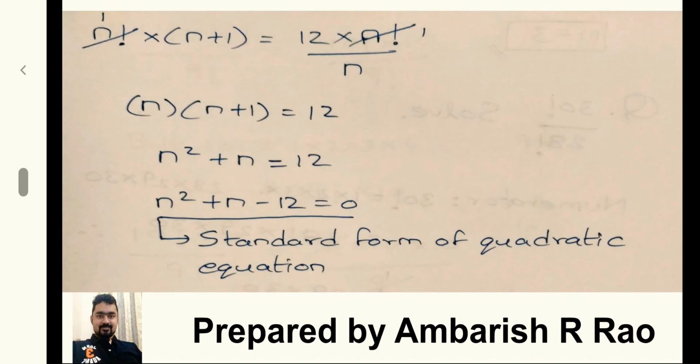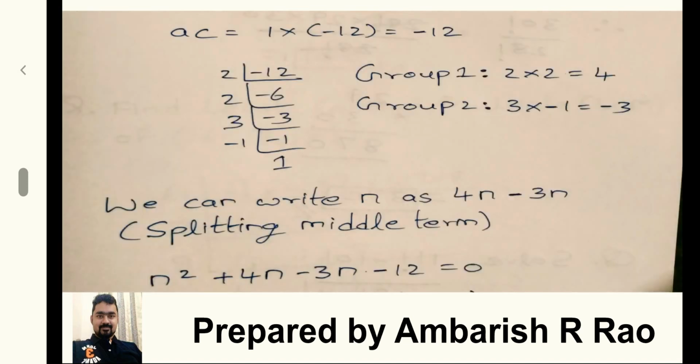So we can find the product of a and c, that is the coefficient of n square and the constant. That will be 1 into minus 12, that will be nothing but minus 12 again. Using this, we can split the middle term, and as you can see, we can factorize minus 12 to get a set of factors like 2, 3 and minus 1. So we group them in two different ways so that they add up to give the middle term.